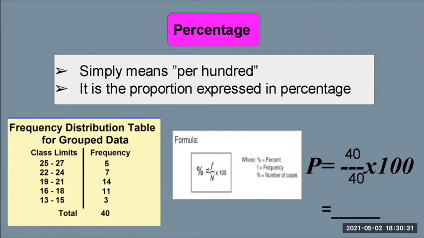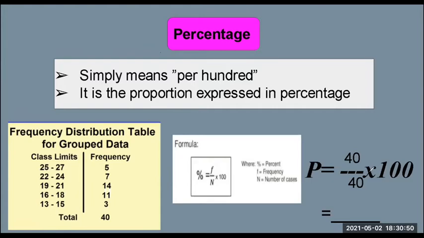And then we still have the F, which is the frequency, and N for our number of cases or our participants. So a while ago, we have 40 as our frequency and 40 for our participants. If you are going to divide that, then we're going to have 1. 1 times 100, then we're going to have 100%. So that is how we get our percentage.